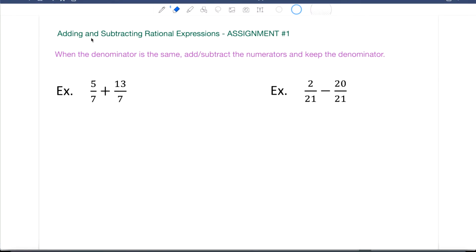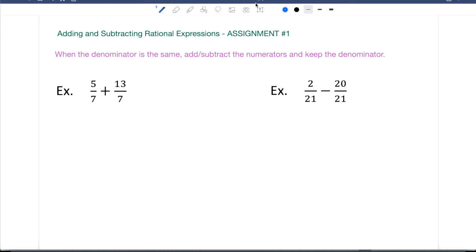The topic of the lesson is adding and subtracting rational expressions. It basically means add and subtract fractions. So here's the first rule. When the denominator is the same, all you have to do is just add and subtract the numerators, and you just keep the denominator as it is.